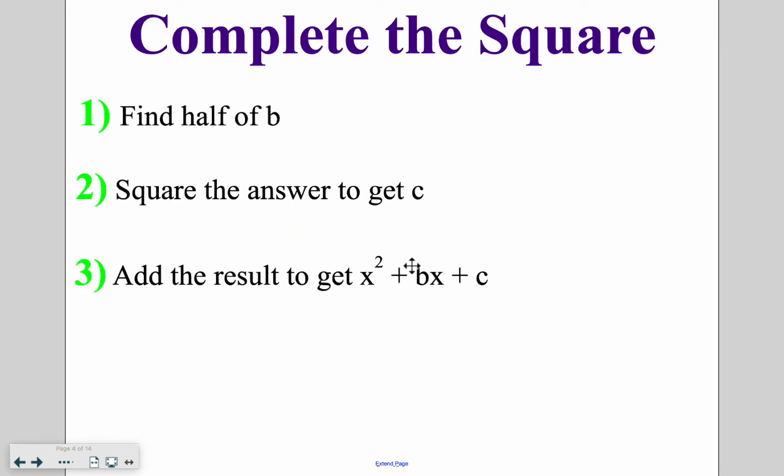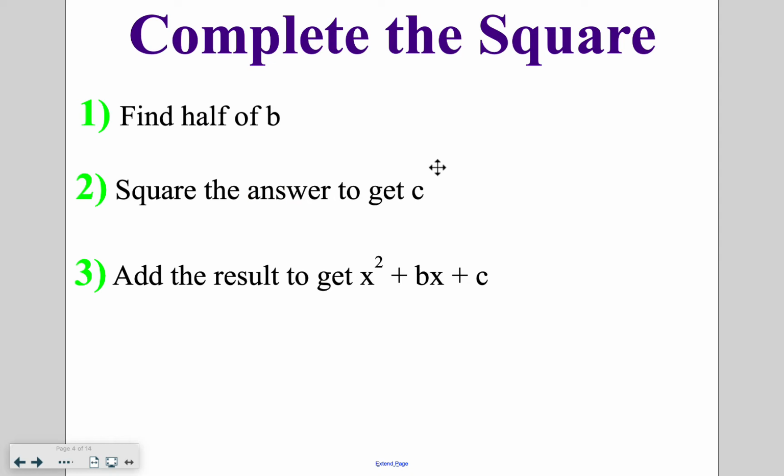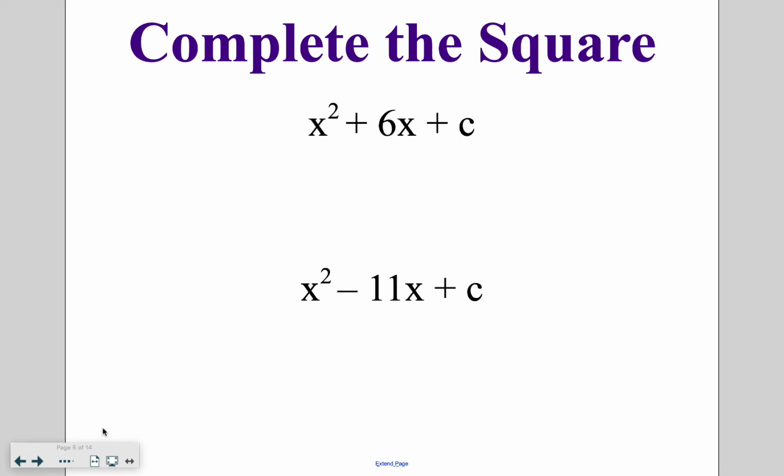So when you are completing the square, we are trying to construct that perfect square trinomial. So we're going to take half of the b value. In this case, notice our b value was 10. Half of that was 5. And then we square that. 5 squared gave us the 25. So we are using that to complete a trinomial to a perfect square. So we've got a couple of different examples of this process here.